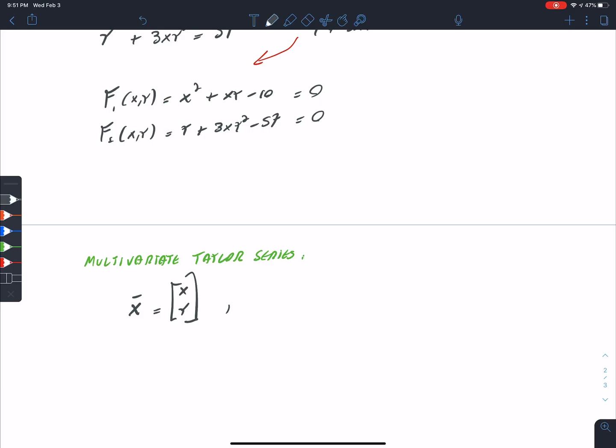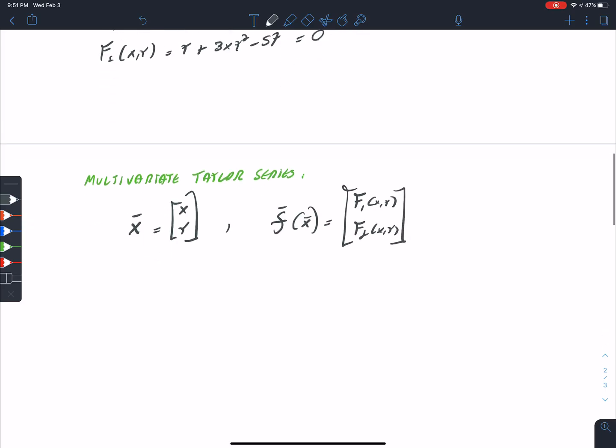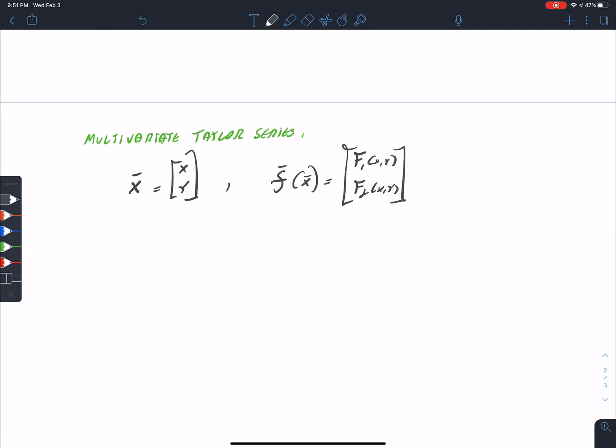So let's call this a little f vector, which is a function of our input vector, to be f1 of xy, f2 of xy. I'm just stacking them and calling them vectors, just so that I can use the multivariate definition of the Taylor series. And the multivariate definition is pretty much the same thing as the univariate, but now everything is a vector.